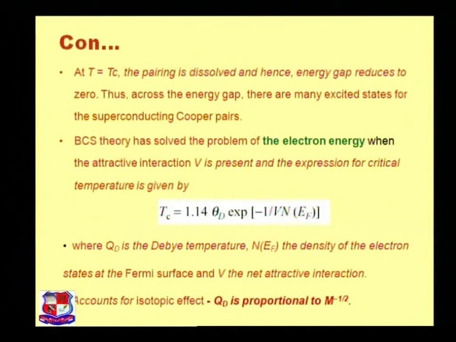This is the equation of Tc: 1.14 theta D exponential of minus 1 divided by V into N. In this equation, theta D is the Debye temperature, N is the density of electron states at the Fermi surface, and V is the net attractive interaction. It accounts for the isotope effect: theta D is directly proportional to the square root of the mass or weight of the superconducting material.